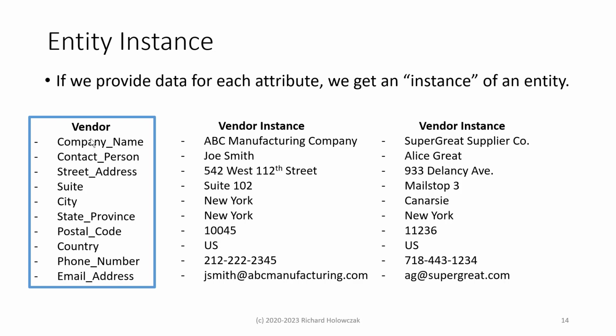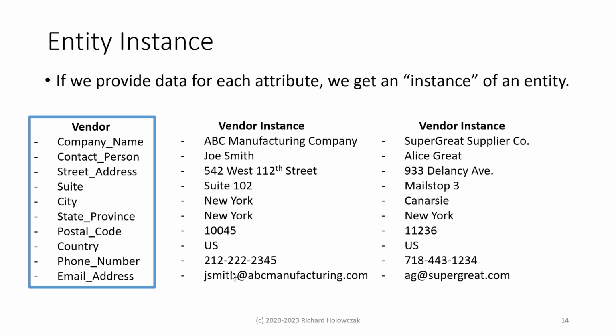If we were to look at each of the attributes and provide a value for each one, we get what's called an instance of that entity. For example, if we fill in for company name, ABC Manufacturing Company, Joe Smith for the contact person, 542 West 112th Street for the street address, suite 102 for suite, and so on.